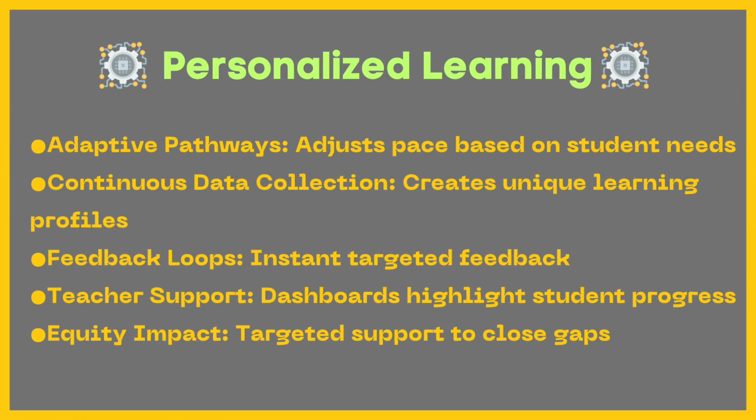AI systems adapt instructions to students' individual pace and needs, helping to close achievement gaps. AI creates a learning profile unique to each student. Instead of every student moving through lessons at the same pace, AI tools adjust. If a student struggles with fractions, for example, the system slows down, adds practice problems, or revisits fundamental concepts. If another student masters the skill quickly, the system accelerates them to a more advanced topic.